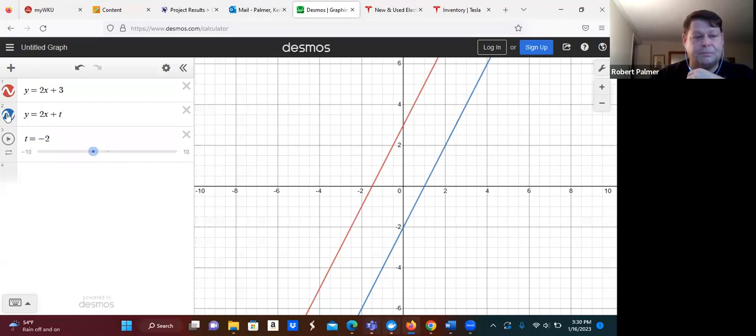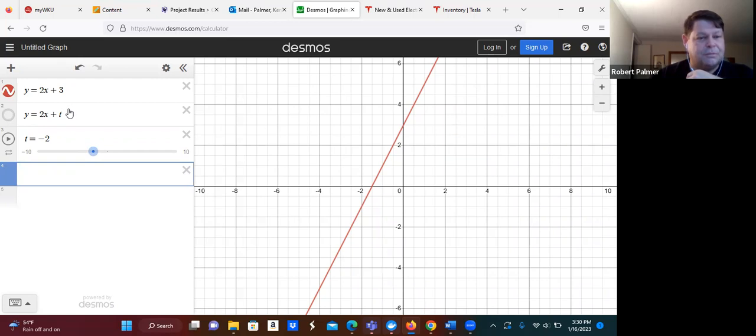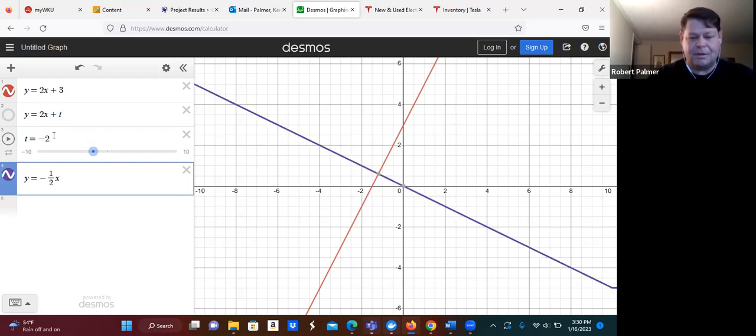Okay. Now, let's do the same thing with perpendicular to each other. Y equals negative 1/2 x. So we'll just make the same line. It doesn't matter, we start anywhere.